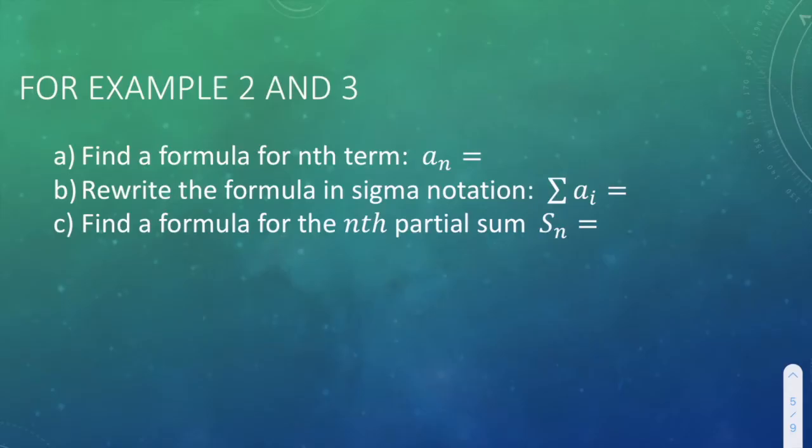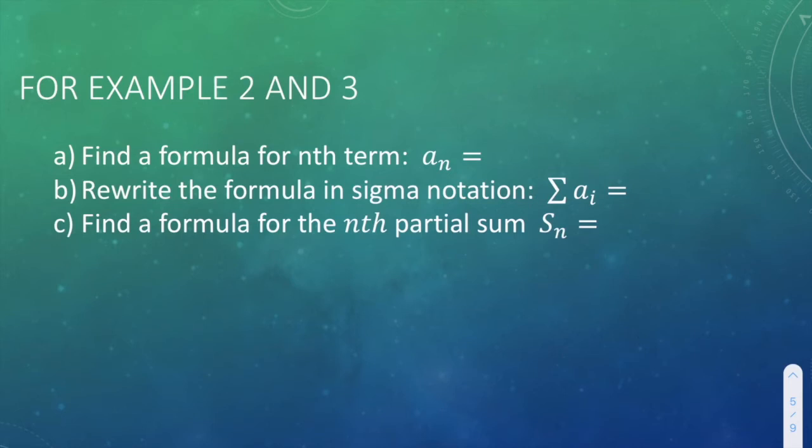Now, before we get into example 2 and 3, I want you to look at this list of things that I want you to know how to do. I want you to find a formula for the nth term, because in some cases we're just going to be giving you numbers and plus signs and expecting you to come up with what a sub n must be. So we're going to do that. And then B is to rewrite that formula in sigma notation.